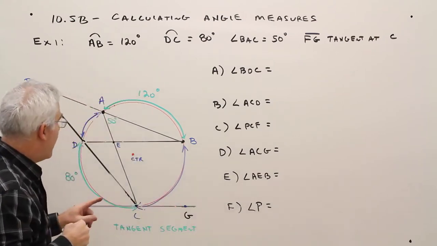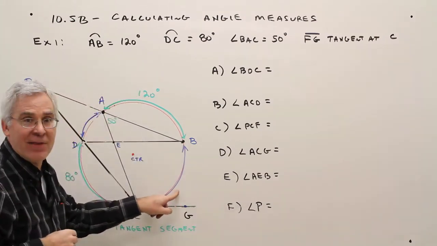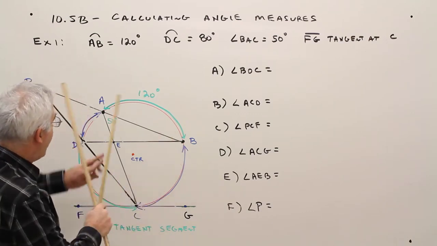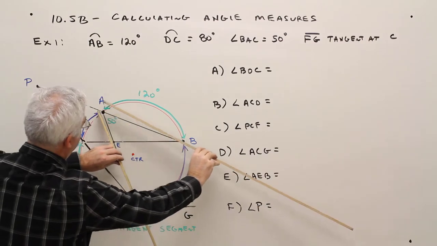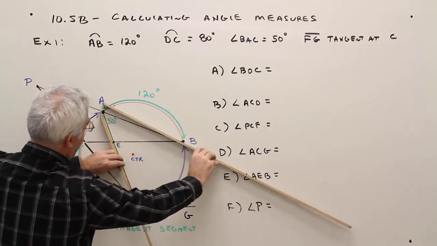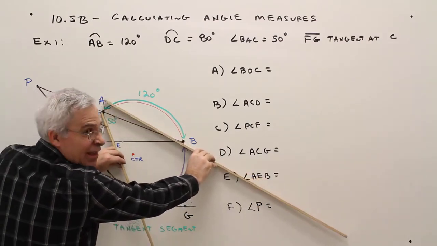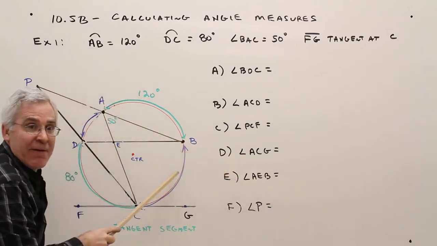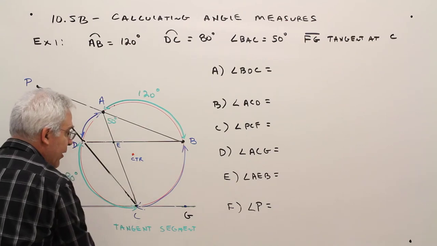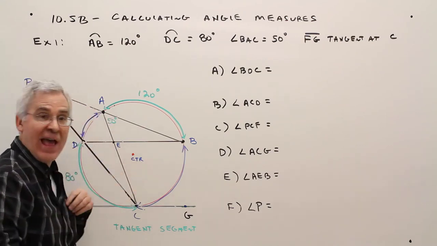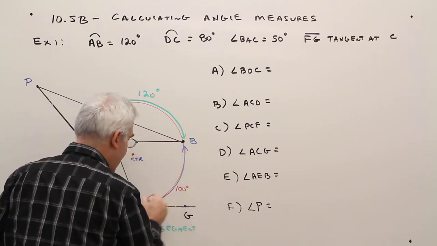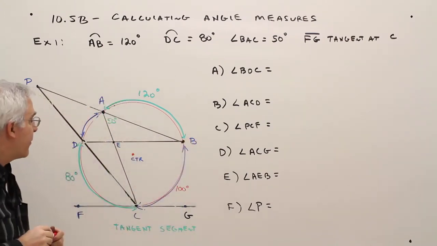Okay, so let's see if we could somehow find this intercepted arc. I happen to know that I've got a 50-degree angle there and the vertex lies on the circle. So 50 degrees is half that intercepted arc. So if that's 50, that must be 100 degrees, and that's from right there to right there.